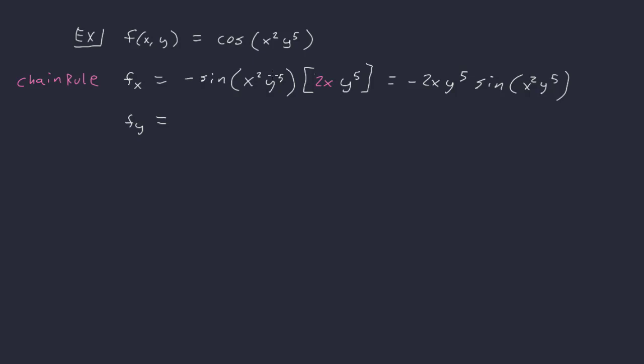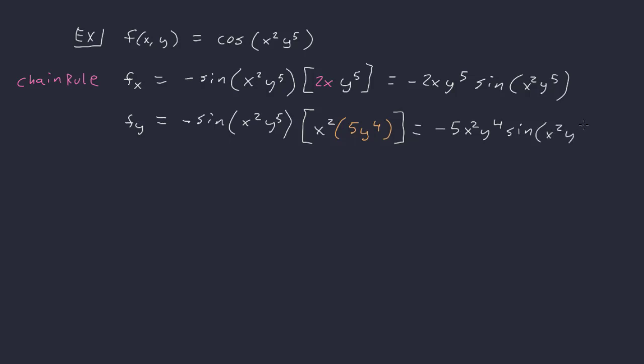Now, when we go to take the y derivative, once again, it's going to be a chain rule. However, parts of this are going to look exactly the same. The derivative of the outside is still negative sine. The inside left alone is still x squared y to the 5th. But now when we take the derivative of the inside, the x squared stays the same, and then we take the derivative of y to the 5th, which will be 5y to the 4th. So when we simplify this, this will be negative 5x squared y to the 4th sine of x squared y to the 5th.